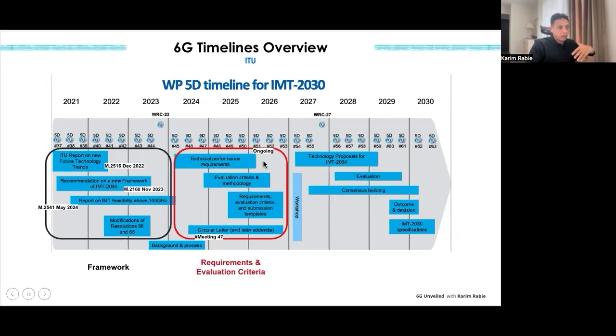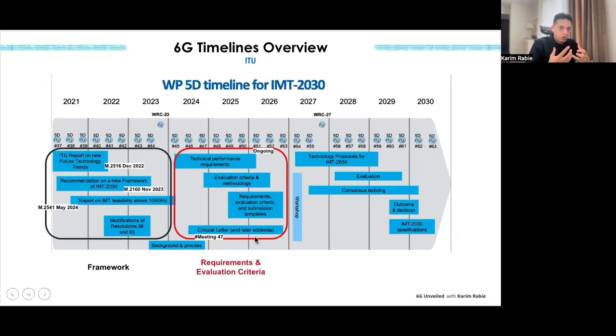This document is still ongoing. So there are ongoing efforts to do this document. And then the evaluation criteria and methodology sets out a clear document on how we can validate or test these objectives. But what is very interesting here and relevant to us is the circular letter.